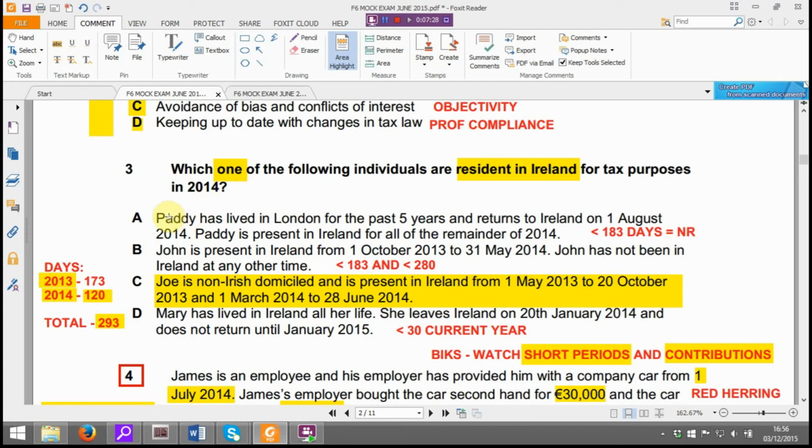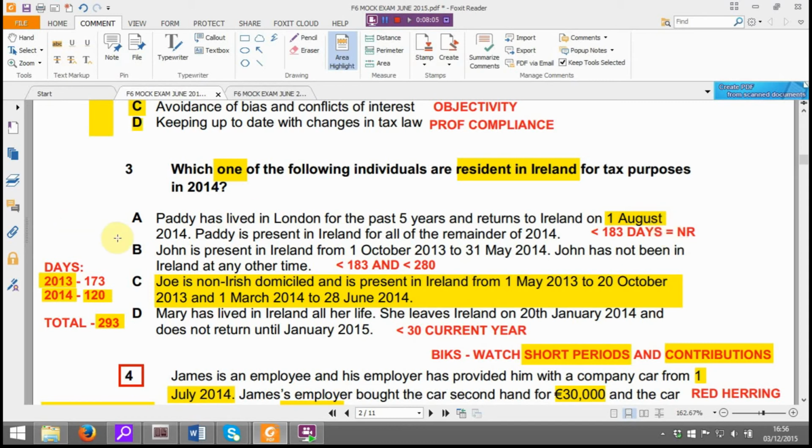We have this first guy, Paddy, been living in London, therefore non-resident for the past 5 years, returns to Ireland 1st of August, and he is present for the remainder. So it's really just a question of saying, okay, with Paddy, how many days has he been in Ireland in 2014? And you'll see I haven't calculated, but clearly it's less than 183 days. 183 days, basically half the year. If he's arrived on the 1st of August, then clearly he hasn't been resident or indeed present for more than half the year. Therefore, he's definitely non-resident. That cannot be the answer.